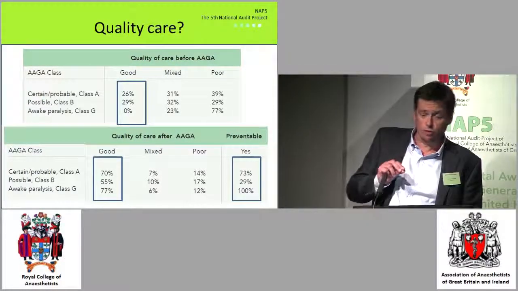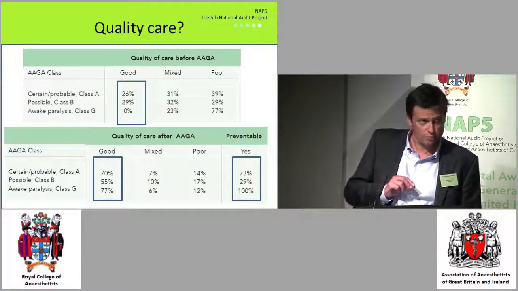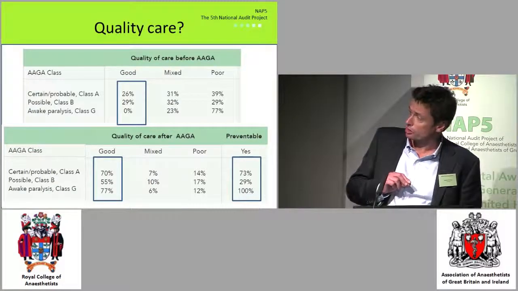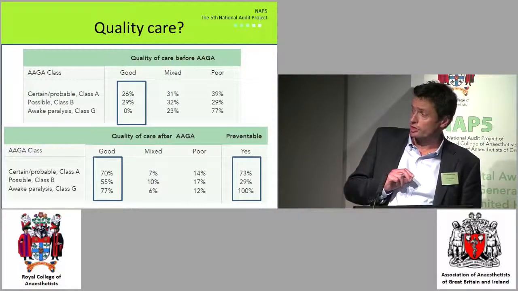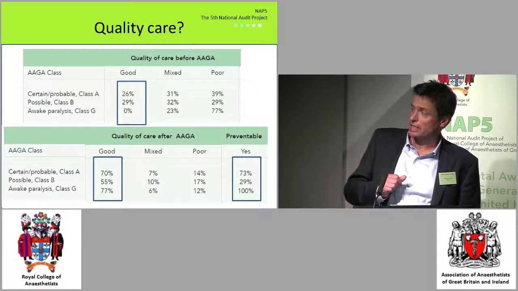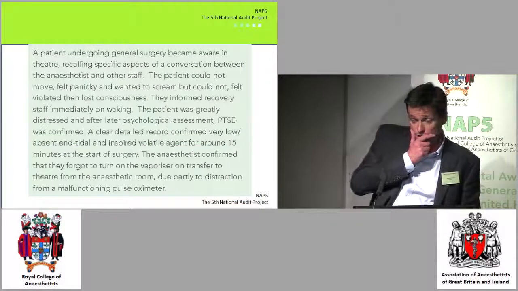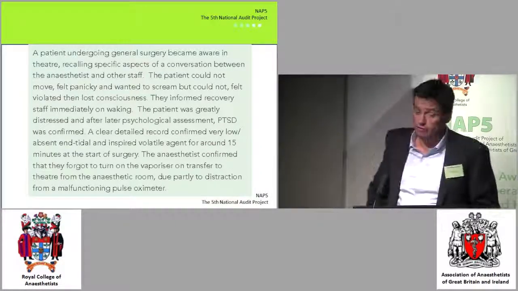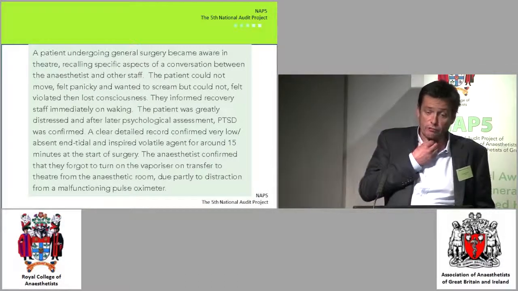I've shown this before. The quality of care before awareness was not always brilliant, and the quality of care after awareness was much better, but there is still room for improvement. We judge that a significant number of these cases, 73% of the certain and probables, 30% of the possibles where there's less clear data, and 100% of the awake paralysis were preventable by better care. So there's scope for patients to sue us, and I hope that is not one of the outcomes of NAP5, but it's possible.